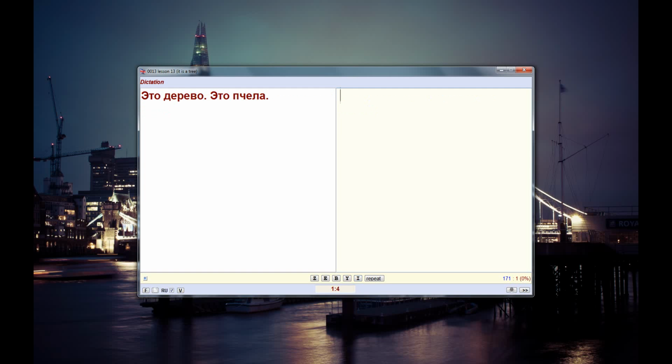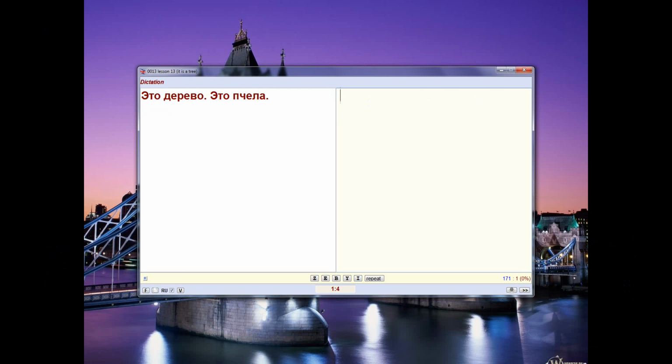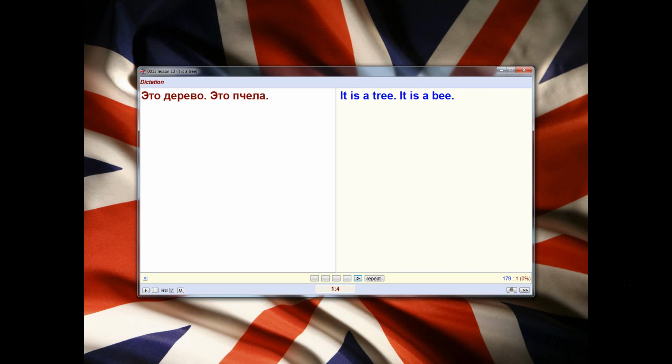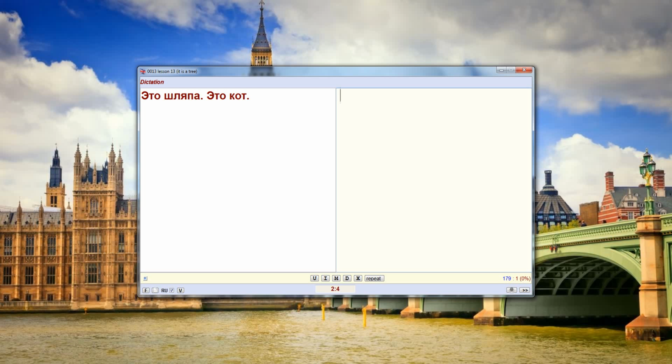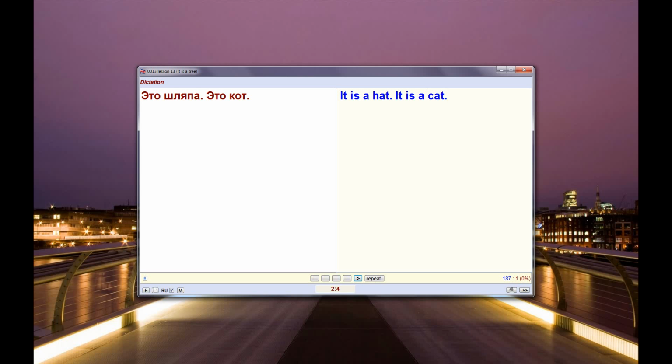It is a tree. It is a bee. It is a hat. It is a cat.